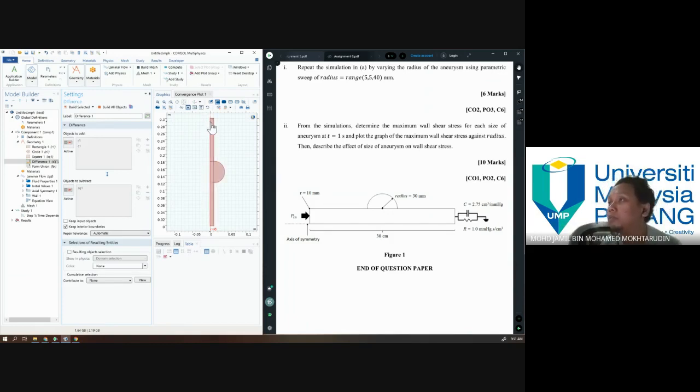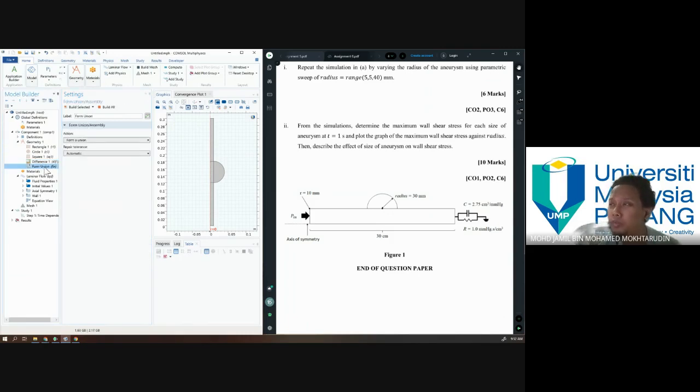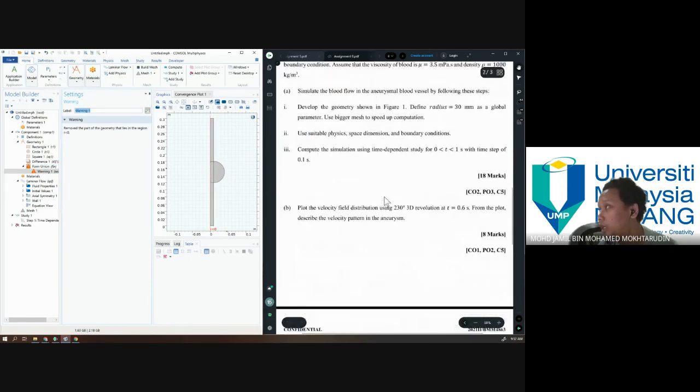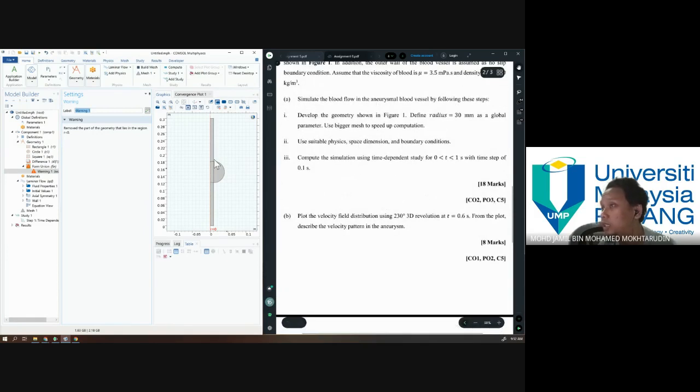Okay, if there is something on the left side, when you rotate the revolution later, it will be something else. Okay, but I think because COMSOL will automatically delete anything on the left side, you basically don't have to perform this difference, it's fine. I think should be okay. Okay, fine. We have drawn this. Then we can use suitable physics, space dimension.